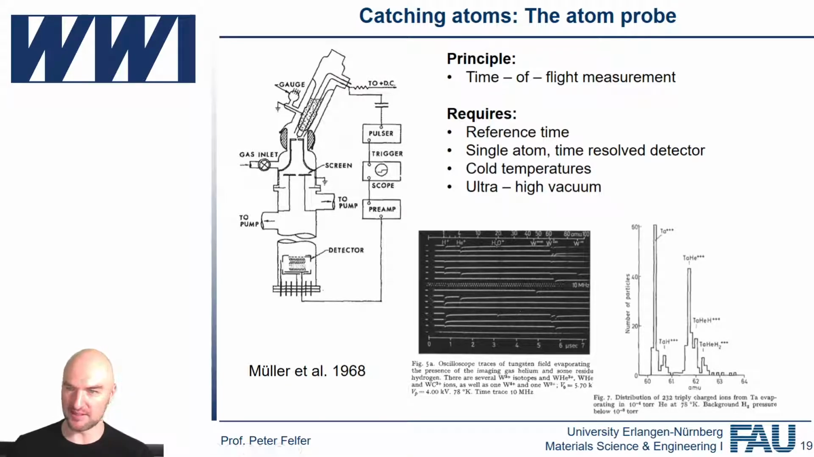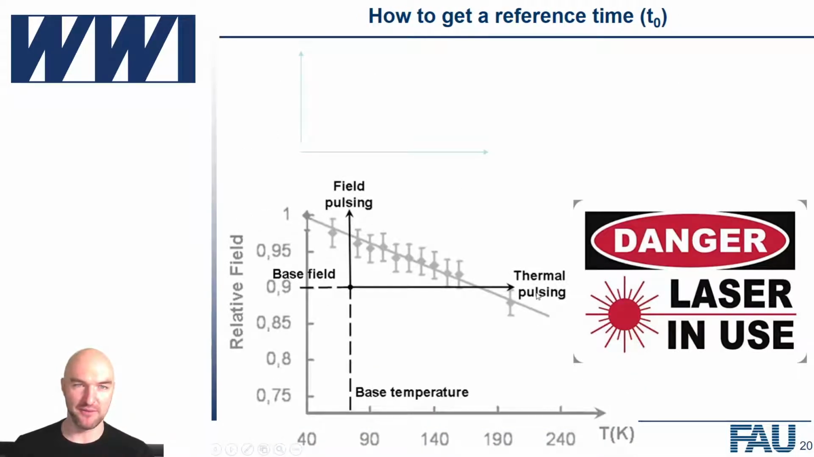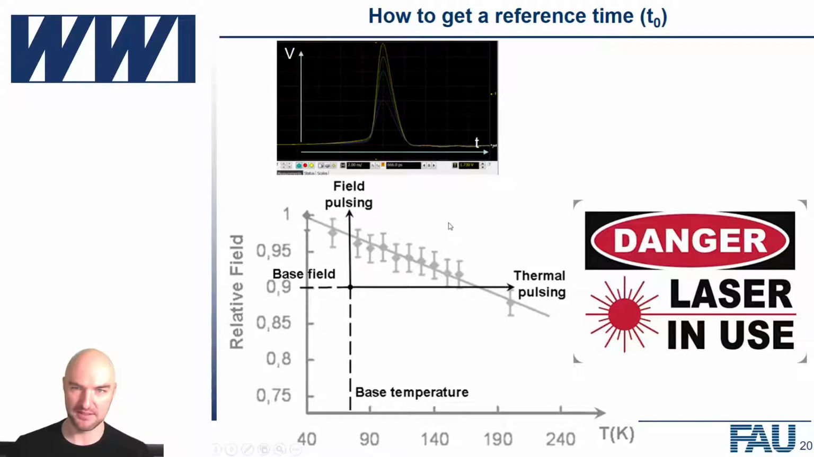Obviously, in this case, you could do some tens of atoms per hour, because you needed to do the traces and then analyze them and so on and so forth. Today, this is all fully automated because we're doing millions of atoms per hour. Obviously, you can't do that by hand. How to get a reference time, I've mentioned it. You can have a laser pulse, or you can have a field pulse. And we're going to get into details of why that is in the next session.